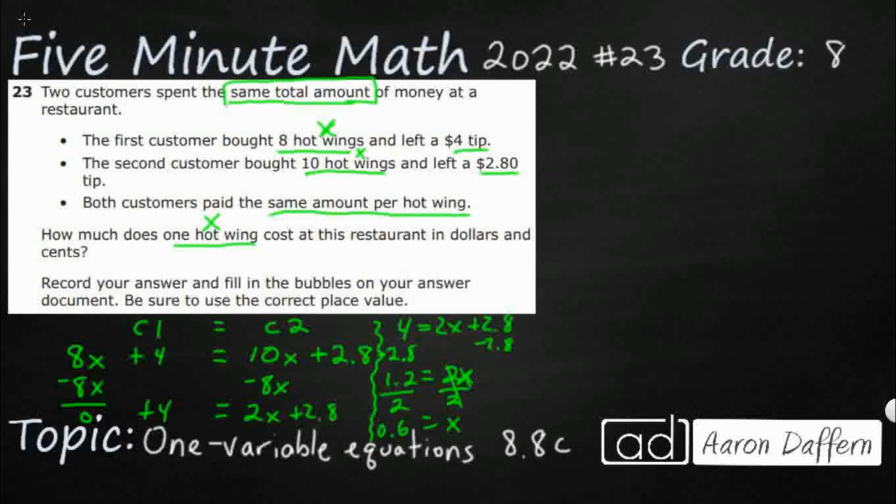All right, now let's put this back in context. How much does the one hot wing cost in dollars and cents? Well, there's no such thing as 0.6 in dollars and cents, but you can say 60 cents.